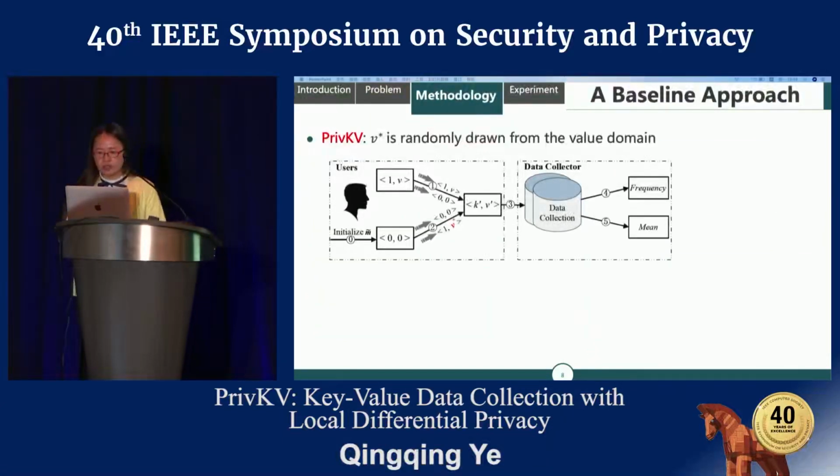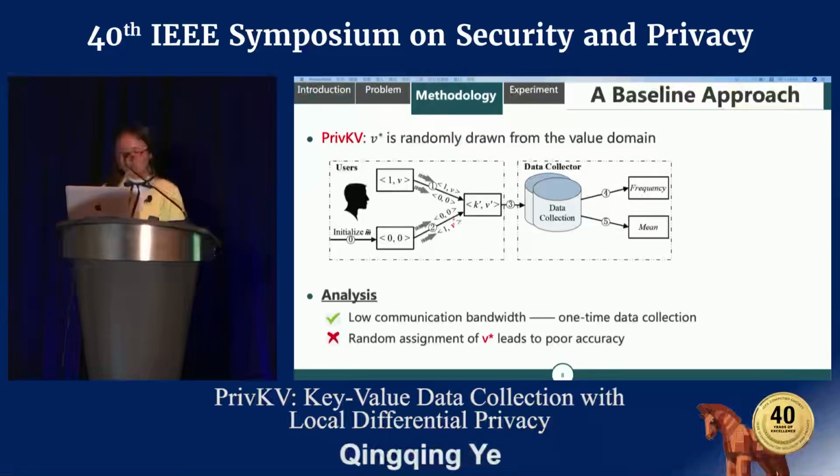Here we give our baseline approach, where the assigned value is randomly drawn from the value domain. The framework of data collection is shown in this figure. As we see, this is a one-time data collection, so it has low communication bandwidth. However, this approach cannot achieve satisfying accuracy due to its poor assignment of the V star, since V star is just randomly drawn from the value domain.